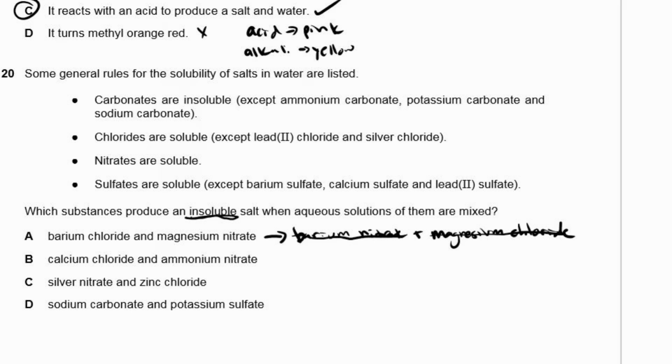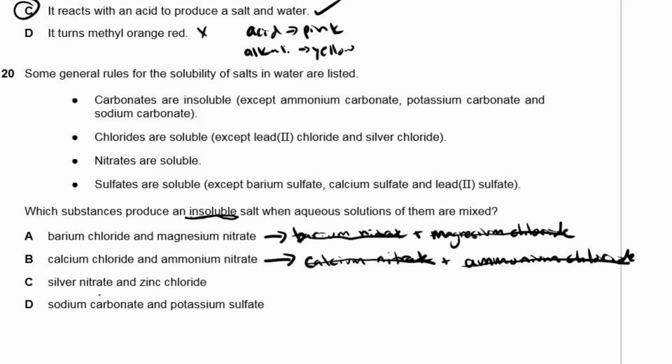Okay, so let's try the next one. Calcium chloride and ammonium nitrate produce calcium nitrate, just swapping them, plus ammonium chloride. Nitrates are soluble, as it says in point 3. And chlorides, in point 2, it says chlorides are soluble except lead-2 chloride and silver chloride. And ammonium chloride is not one of those two.